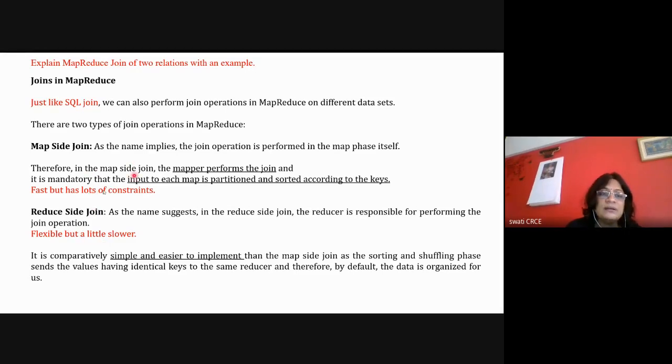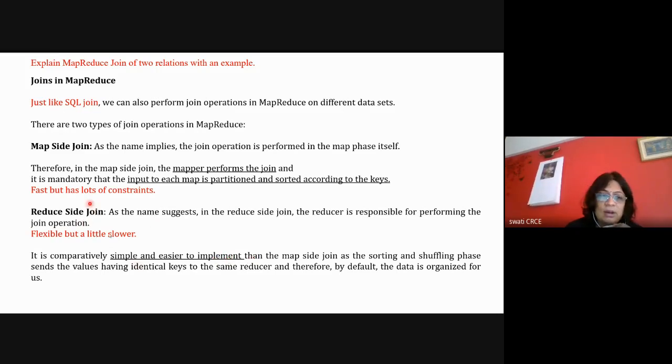Map side join has constraints, like one of the tables should be very small to fit into the memory. Then it is possible. But in the case of this reducer side join, it is flexible. Both the tables can be big data.